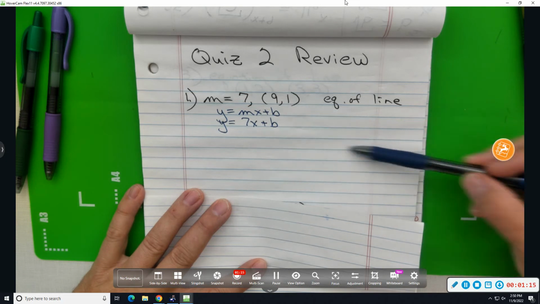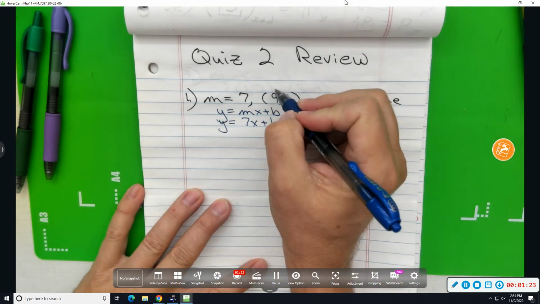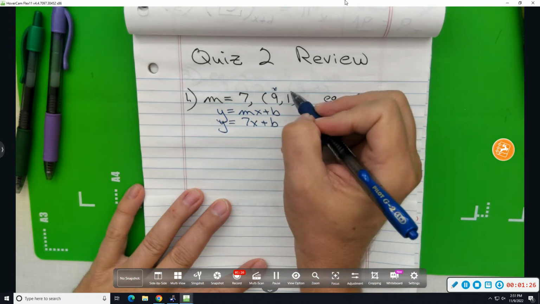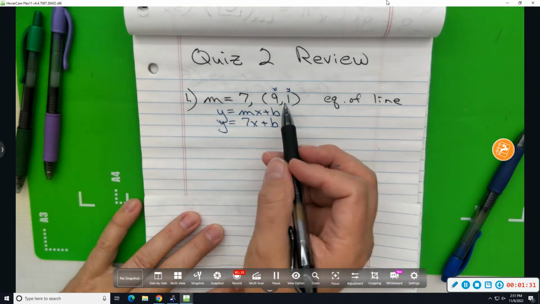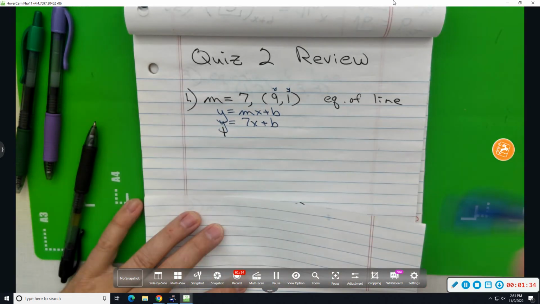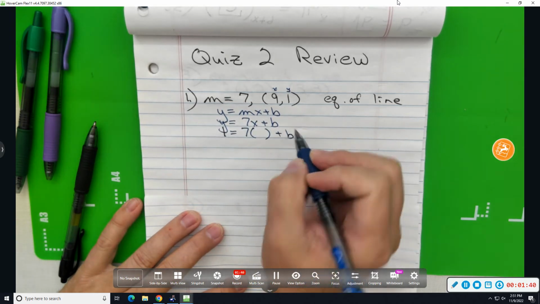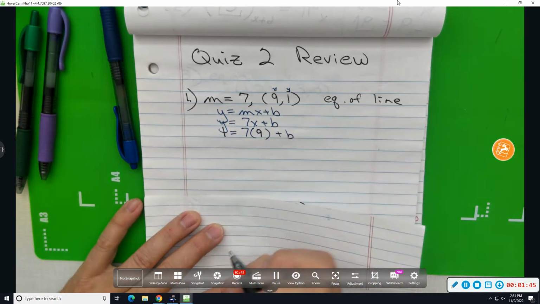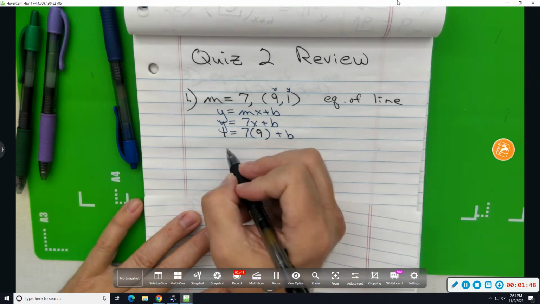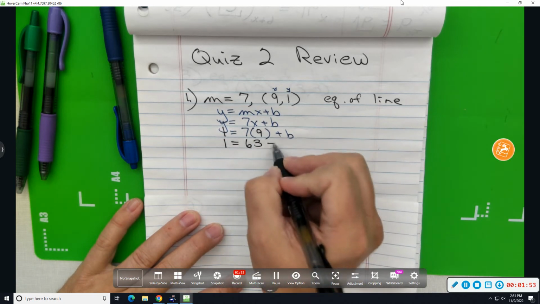9, 1. You go right 9 and up 1. That's not on the y-axis. But they did give us an x and a y. 9 is acting like x, and 1 is acting like y. So we could plug in, replace y with the 1 equals 7, replace the x with 9, so we have 1 equals, that's 63, 7 times 9 plus b.